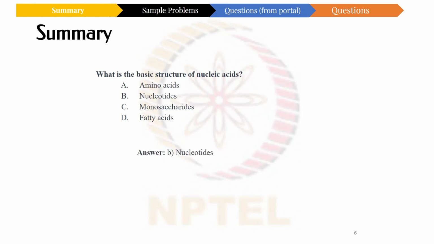Yeah, this is nucleotides. Generally, nucleic acids, namely DNA and RNA, are structured as polymers of nucleotides. The overall structure of these nucleic acids consists of a pentose sugar, a phosphate group, and a nitrogenous base. So nucleotides are the basic structural units of nucleic acids.